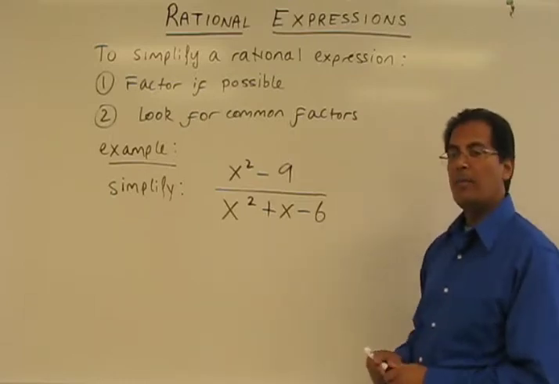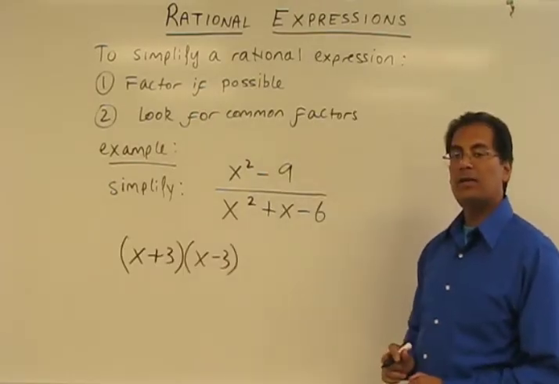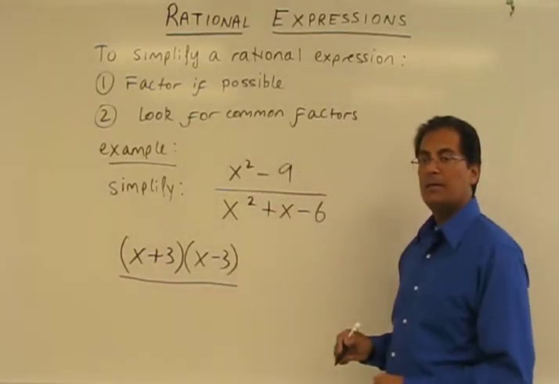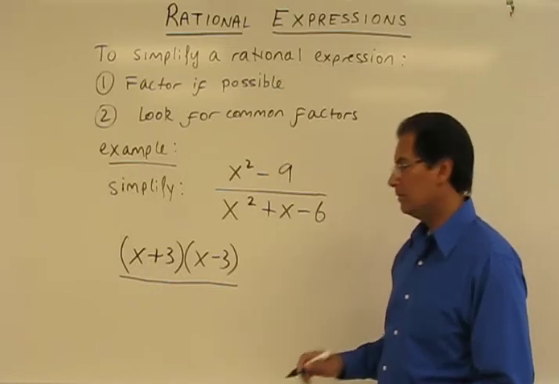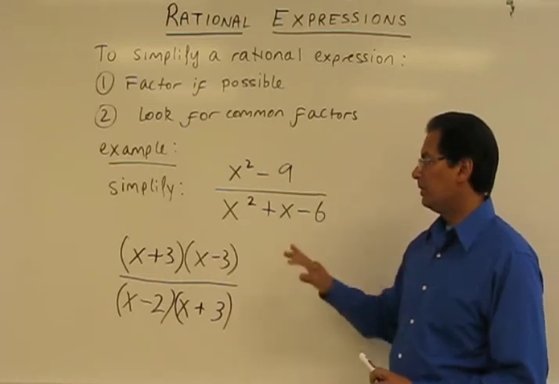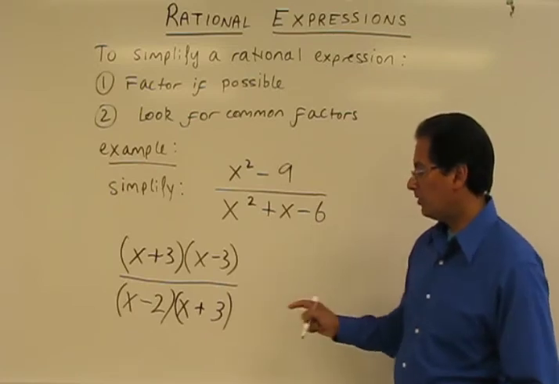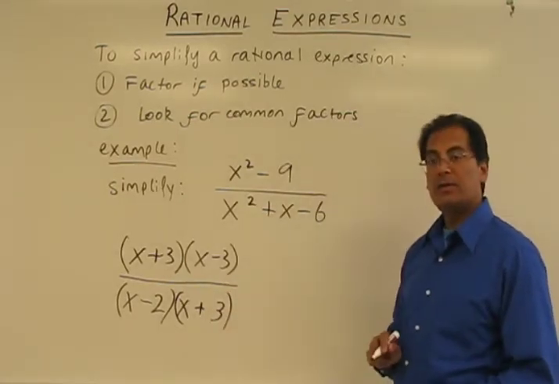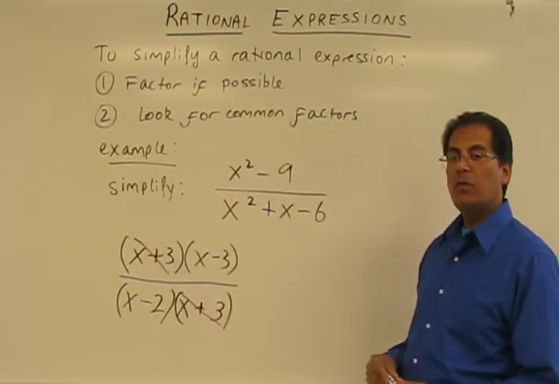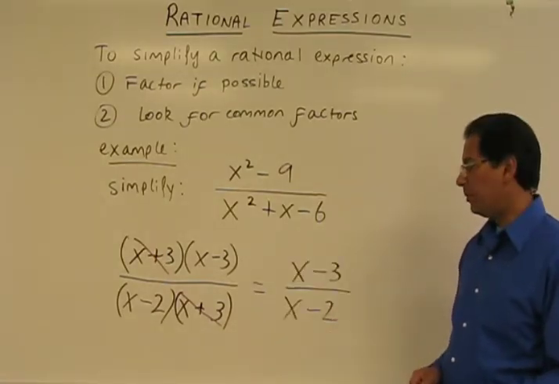If we try and factor the top, x squared minus 9 factors into x plus 3 times x minus 3. And the bottom, x squared plus x minus 6 factors into x minus 2 times x plus 3. So the expression is now factored. And now we can cancel out common factors. What's common is x plus 3 on the top and x plus 3 on the bottom. So those factors actually divide out to become 1. So what we're left with is x minus 3 divided by x minus 2.